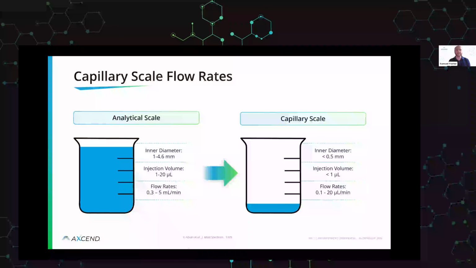But really, the big difference and the primary need for new pumping systems is that we shift our flow rates by an order of magnitude. We're shifting from milliliters a minute down to microliters a minute. And with those shifts, in order to get reproducible and usable chromatography, there is a need to use solvent delivery systems that are optimized for those lower flow rates. And so that's what we're going to be getting into today.